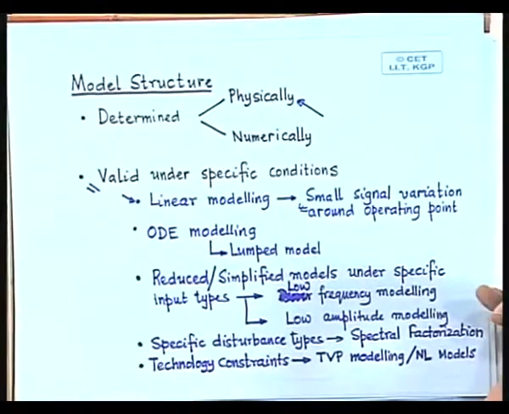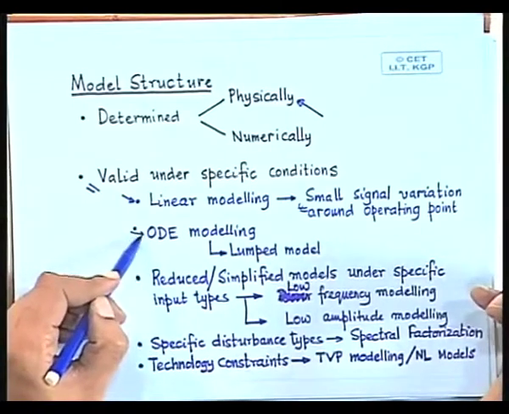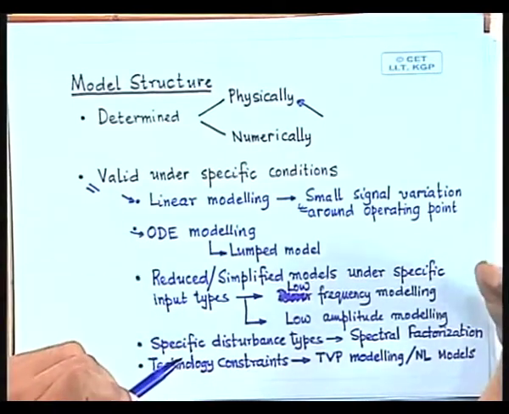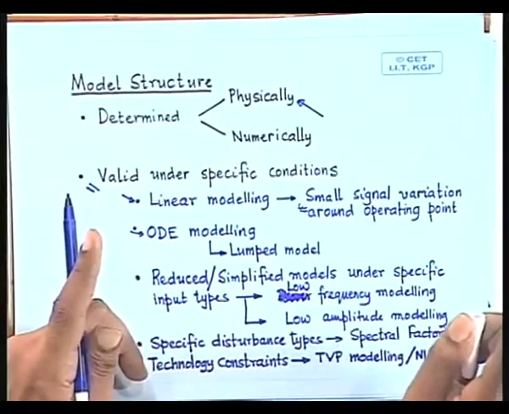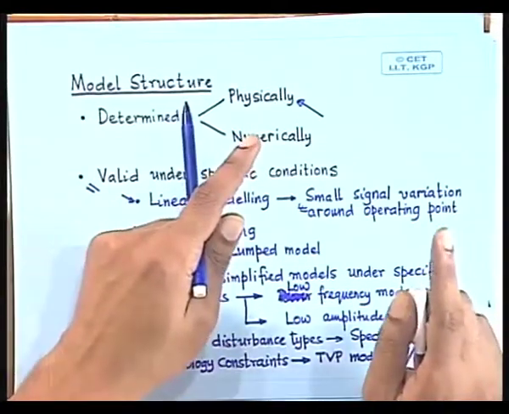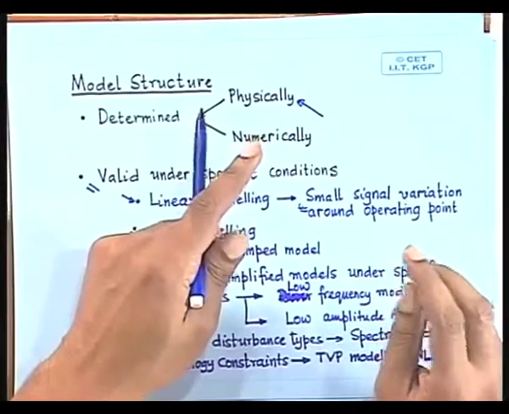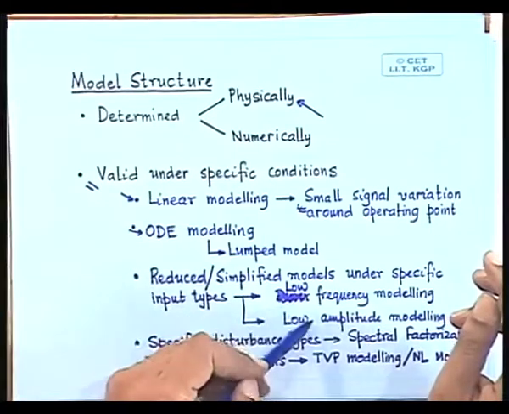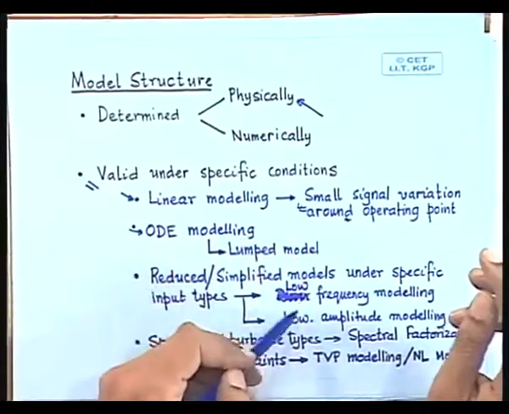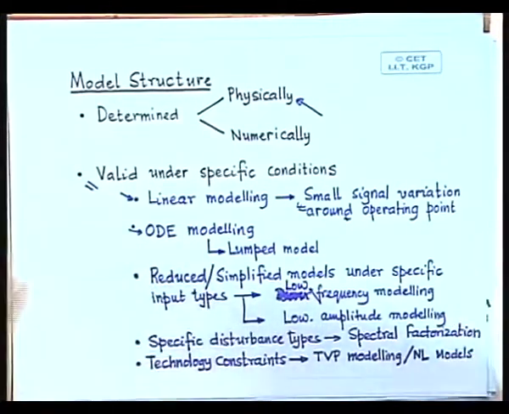So this is the case. For example, if you have chosen an ordinary differential equation model, it means that you are ignoring spatial distribution. Otherwise, you would have gone for a partial differential equation model. Similarly, there are low frequency, low amplitude models, and also high frequency models, as we described.